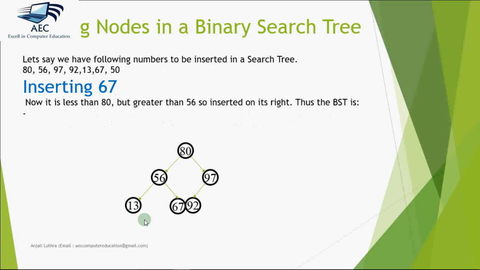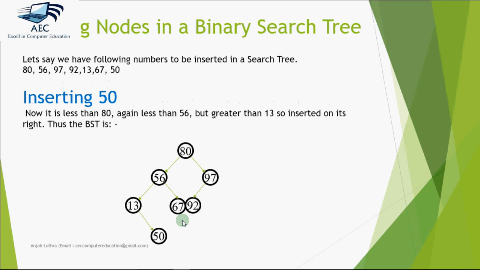Then the next number is 67. Now 67, again we start comparing from 80. It is less than 80. So we move on to 56. It is not less than 56, rather it's greater. So it should be inserted on the right side of 56 since it was blank. So 67 gets inserted here.